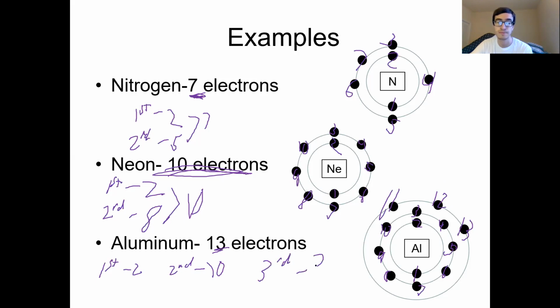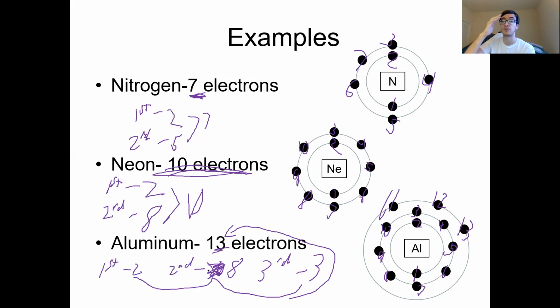So there's 3 on our third shell, and 2, and 10, and 3 all together give us 13 electrons. Oh, I'm sorry. This is totally wrong. Hopefully somebody noticed that and was like, Mr. Stanley, what are you doing? There's 8 electrons on the second shell. There's 10 electrons total between shells 1 and 2. But as we mentioned earlier, shell 2 can only fill up with 8 electrons. That is my bad.